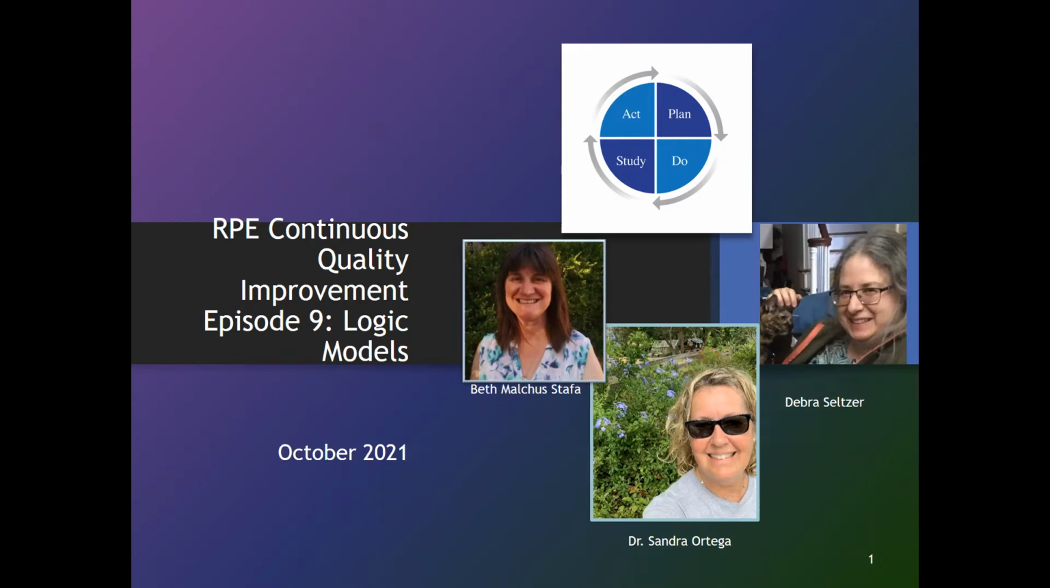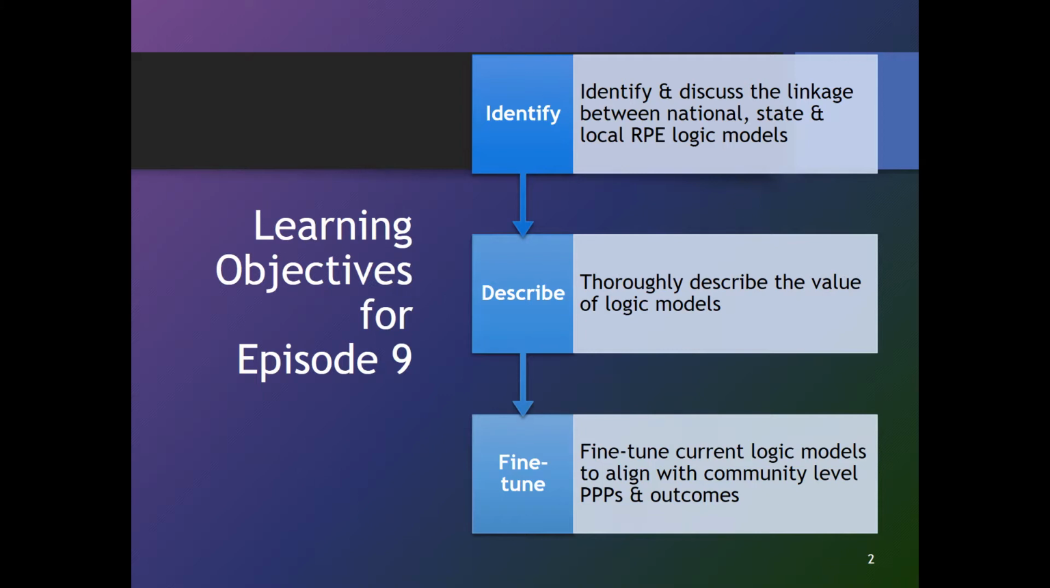So let's dig into one of my favorite topics, logic models, how to do them and what they really mean. The learning objectives show the links between the RPE national, state, and local logic models, discuss the community level PPPs, or the 3 Ps as Megan Crouch from Safe on Main likes to call them, and provide some guidance for you all to fine-tune your logic models so they align with your community level 3 Ps and the associated outcomes.